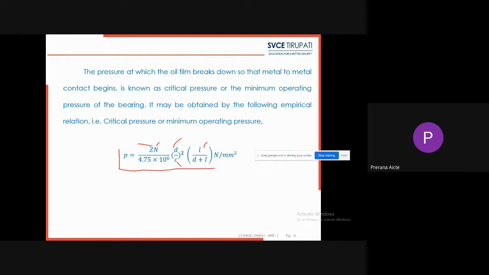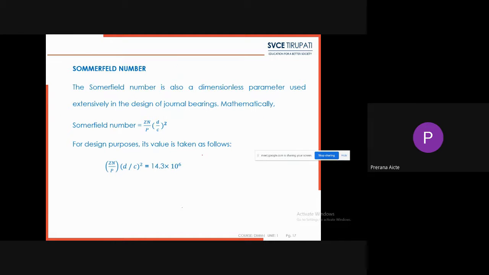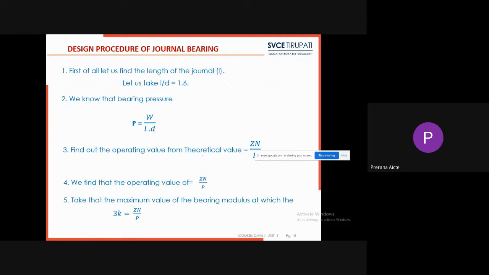Next, the Sommerfeld number is also one of the formulas we can use to calculate the coefficient of friction. As I already told in that slide, we calculate the coefficient of friction using three relations. What is the first one? McKee's equation, the Sommerfeld number, and one more, called Petroff's equation. So the Sommerfeld number is this one.